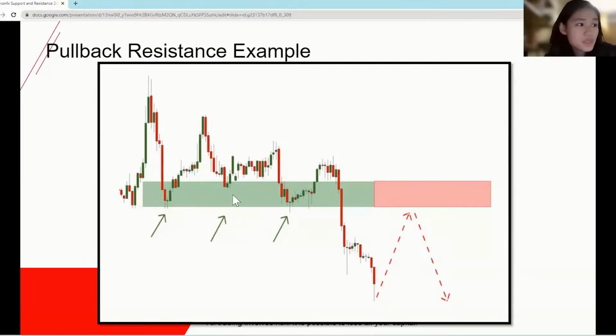But here we have a swing low support, and price actually broke out of this level over here. And once it breaks out of the level, instead of a support, it becomes a resistance. Why resistance? Because we're expecting price to pull back or retrace back to this level and reverse off of it. So obviously, once it reverses off of it, it becomes a resistance level. So that's what we are expecting it to do.